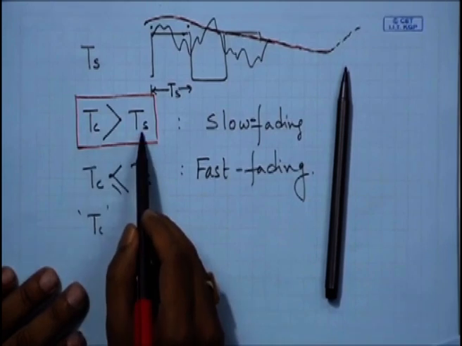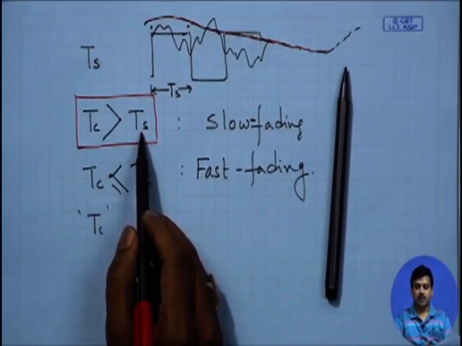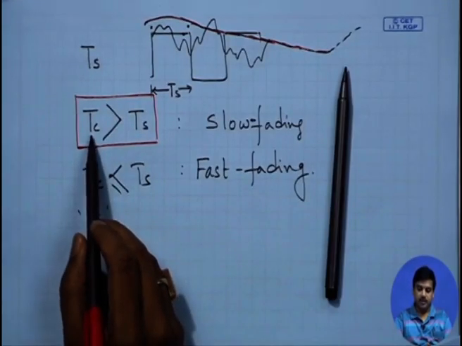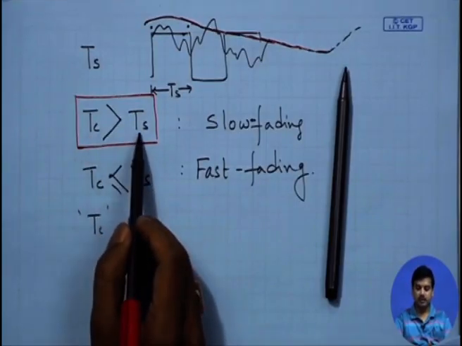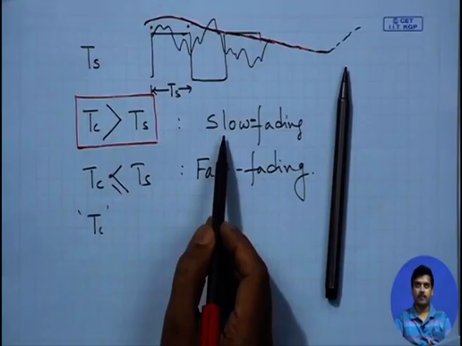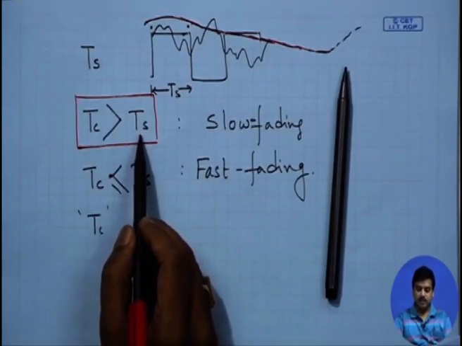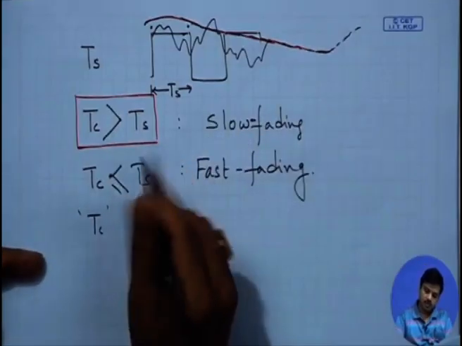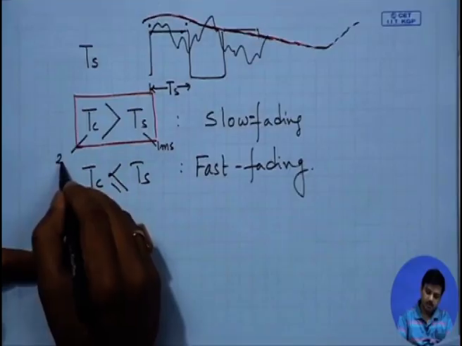So, suppose symbol duration is 1 millisecond and coherence time is 2 millisecond. So, if 2 millisecond is greater than 1 millisecond, it is slow fading, right. Now, you consider that this 1 millisecond is remaining the same. So, suppose this is 1 millisecond and this is 2 millisecond.